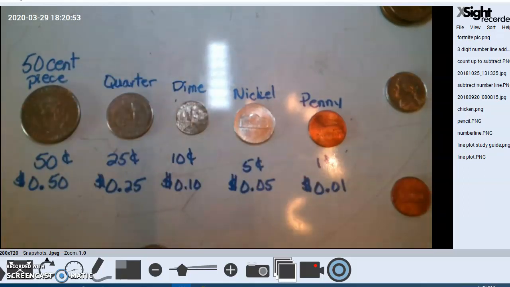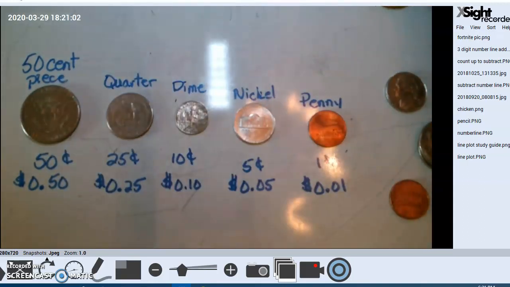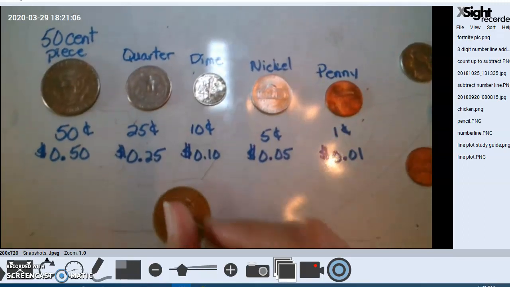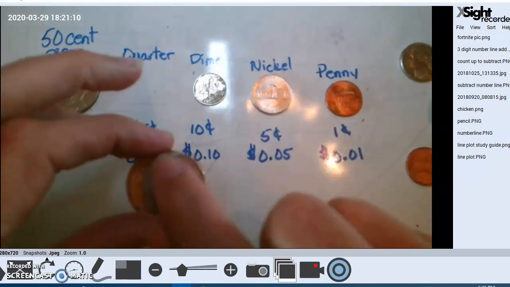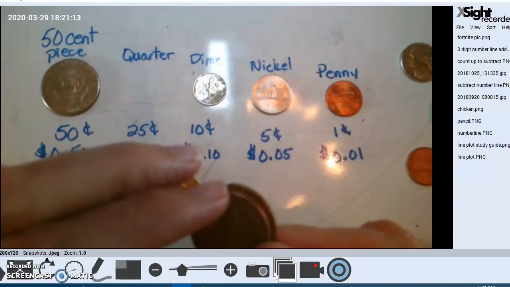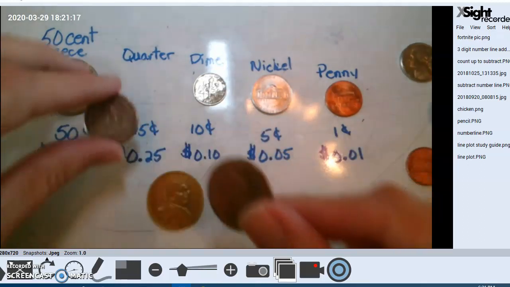I want to take a minute too to show you some dollar coins. These you don't come across very often, but this one is plastic. These are a little bit larger, just slightly larger than a quarter. If you look, see how the edges are sticking out?